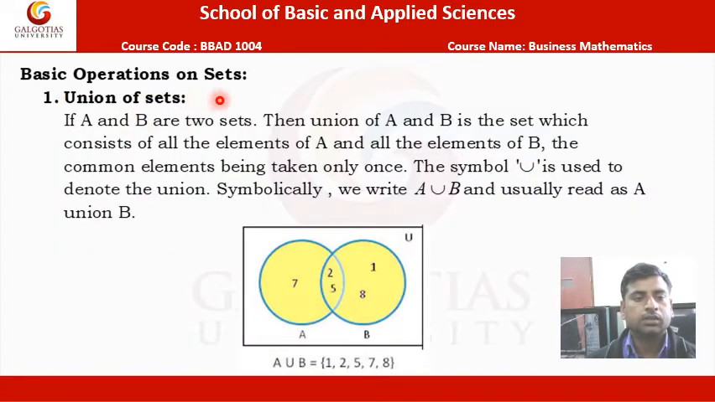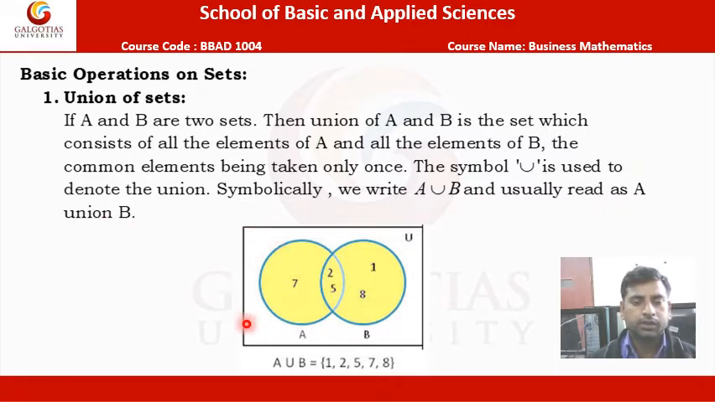Operations on sets. First operation is union of sets. If A and B are two sets, then the union of A and B is a set which consists of all the elements of A and all the elements of B, the common elements being taken only once. The symbol ∪ is used to denote the union. Symbolically, we write A ∪ B, usually read as A union B.